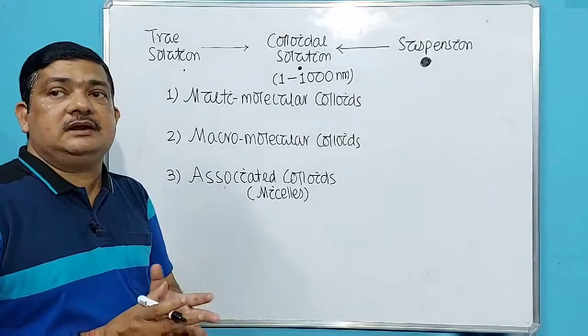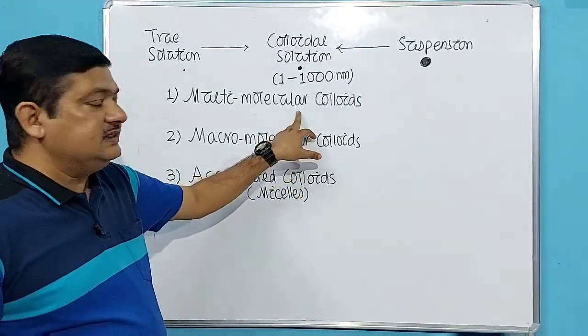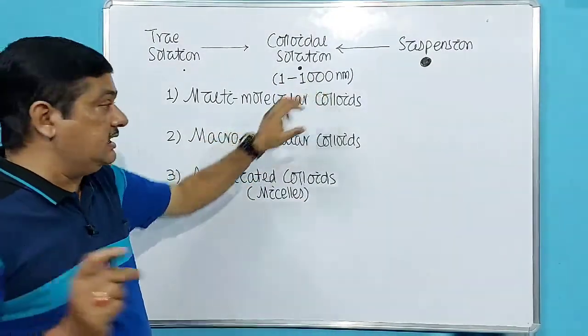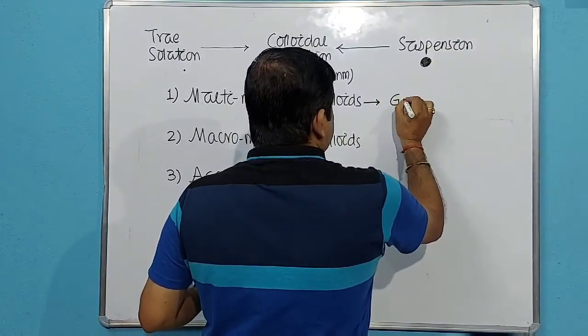So in case of small particles, how colloidal solution can be formed? Now by aggregation, combination of large number of small particles. So when large number of small particles, they combine with each other so that the range of the particles comes in the colloidal range, then they form multi-molecular colloids. Example, gold sol.